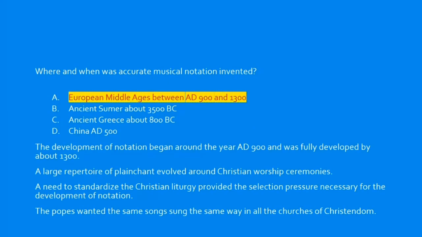The first accurate notation system was definitely invented in the European Middle Ages between A.D. 900 and 1300. A large repertoire of plain chant evolved around Christian worship ceremonies. A need to standardize the Christian liturgy provided the selection pressure necessary for the development of notation. The popes wanted the same song sung the same way in all the churches of Christendom, hence the need for notation. And that was accurate.